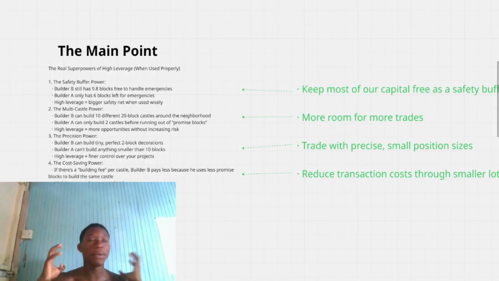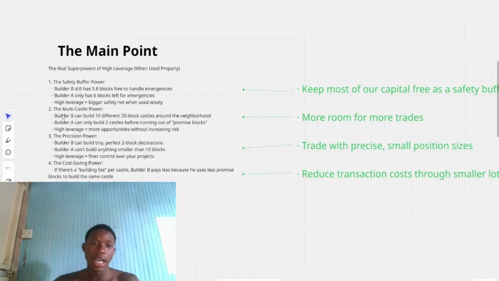Think of Jesus with the fish. You only have 6 bread, but you're making that expand, you're making that work for you, you're making that stretch. Think of juice. You're adding water to that juice to make 5 bottles of juice from one bottle of juice. Right? So more room for more treats. That's number 2. Number 3, the precision power.